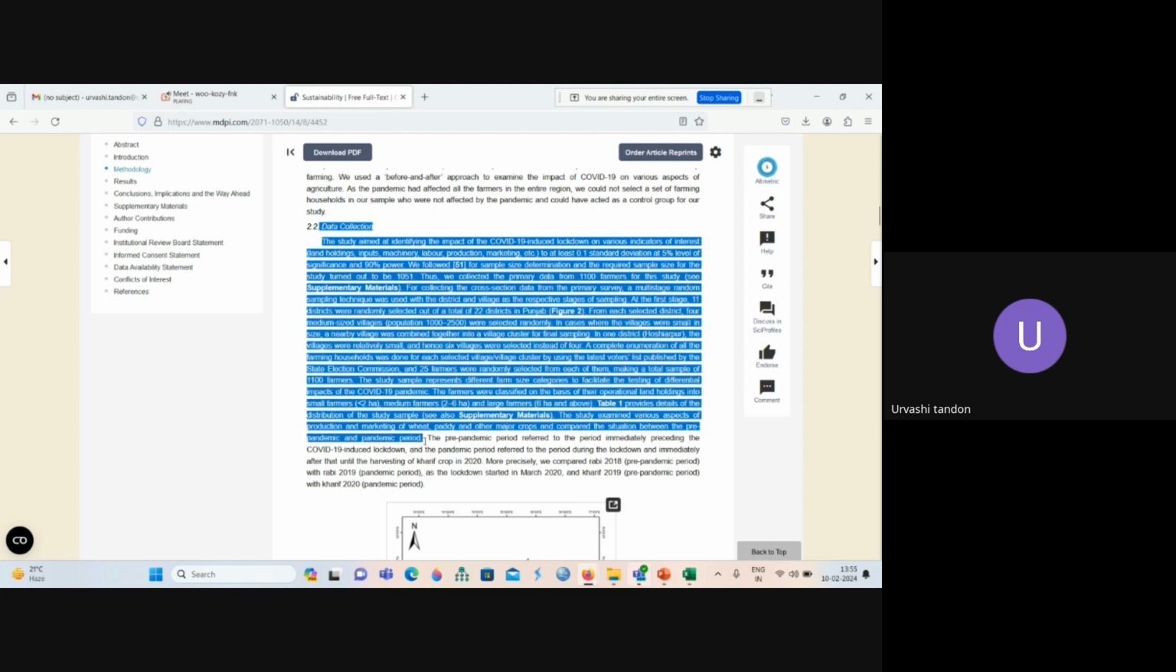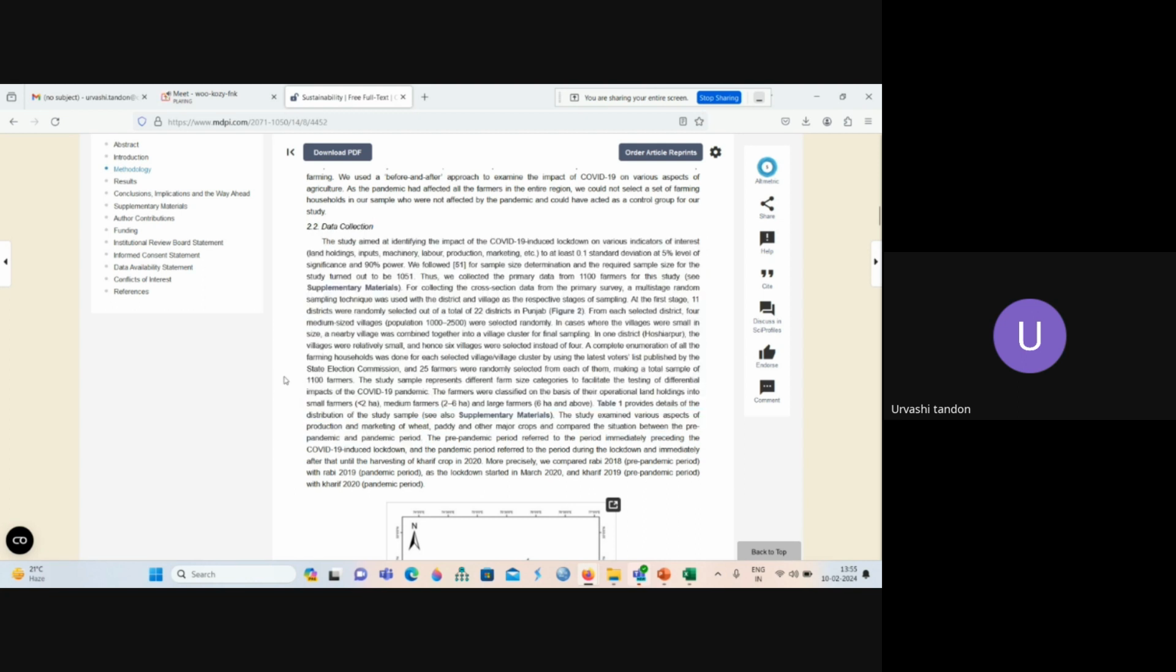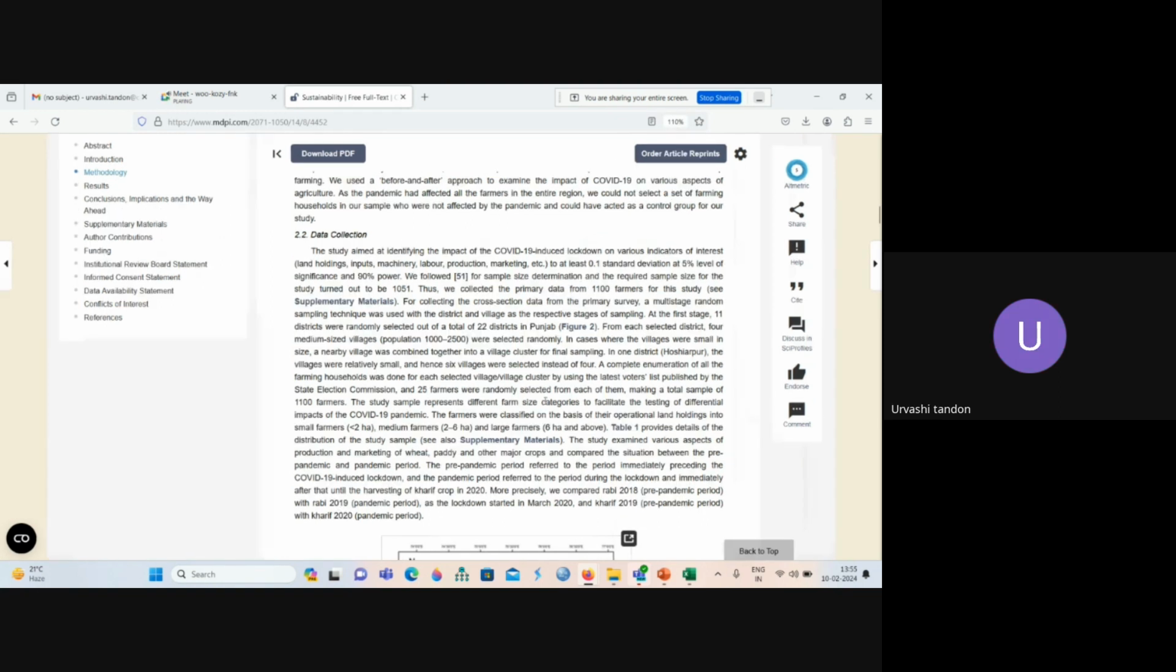Is this article visible? Yes, ma'am. Okay, I'll zoom it if possible.